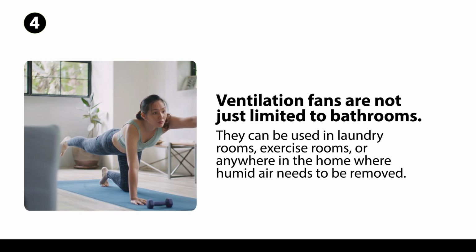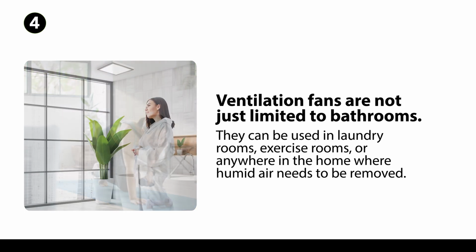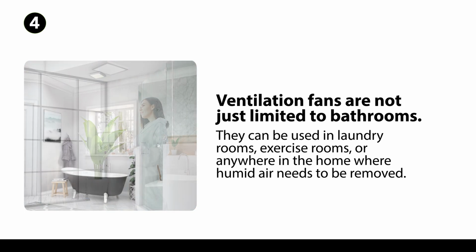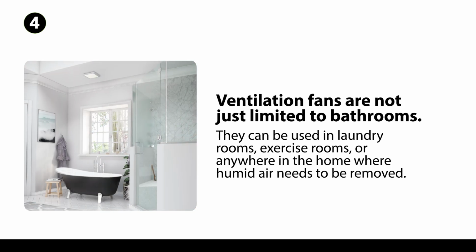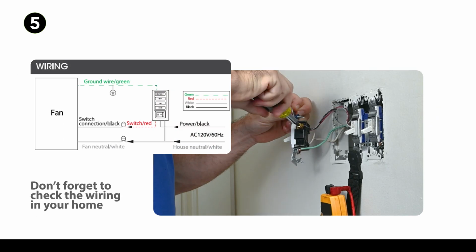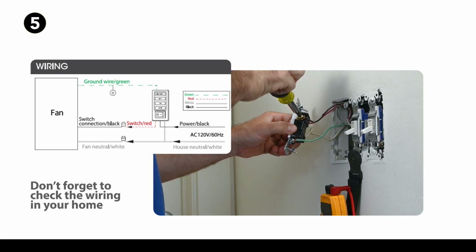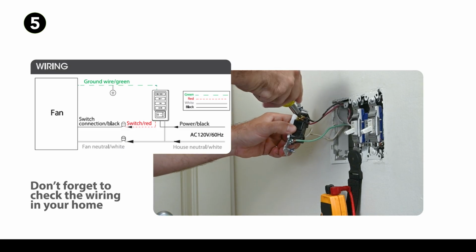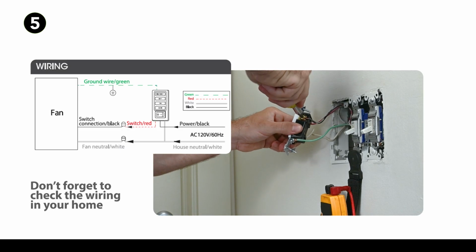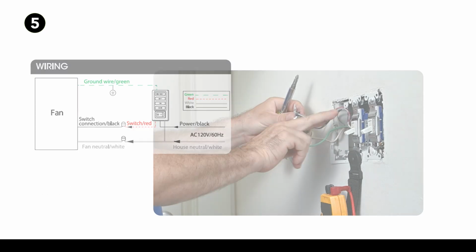Just remember to check the details of the product to see which features each fan includes. Now, you're ready to choose the ventilation fan that's perfect for your room. But before you install, don't forget to check the wiring in your home. If the wall switch wiring doesn't match that of the room where your ventilation fan will be used, be sure to contact a licensed electrician for further help with installation.